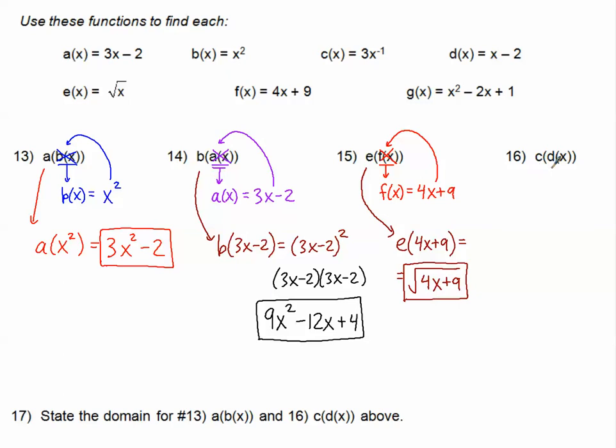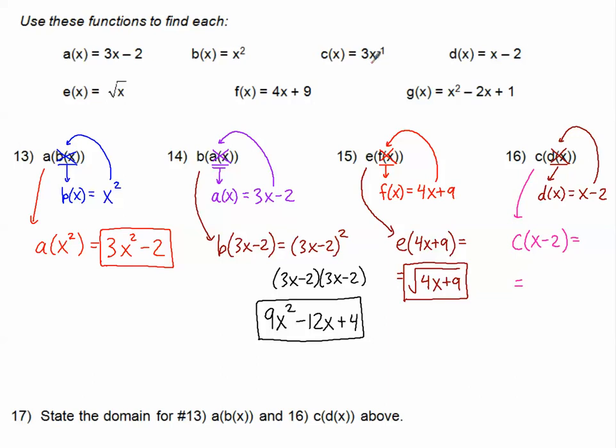And then c of d of x. Let's start with d of x. D of x is right here, x minus 2. So d of x, x minus 2. And we're going to plug that right in here into the c function. Change color. And I will have c of x minus 2. Again, I've run out of room here, so I'll just put it underneath here. That's fine. C of x minus 2.